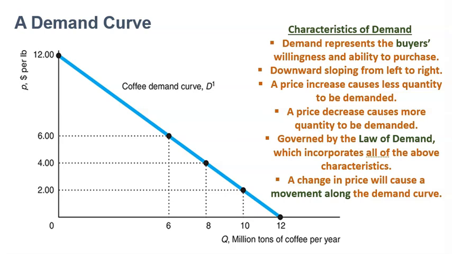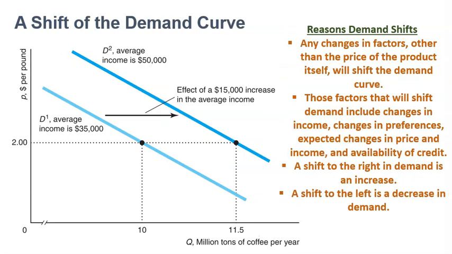So, the core thought about movement along this demand curve is that only a change in price will cause buyers to demand more or less, depending on whether that price change is downward or upward. But what if something other than price changes, say, income? Any changes to demand factors, other than price, will cause a shift in the demand curve. This is demonstrated, in the graphic, for a shift in average income from $35,000 to $50,000. For this product, the demand curve will shift to the right, as shown in the graphic.